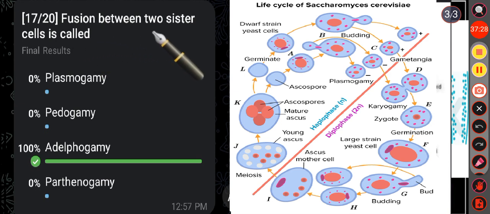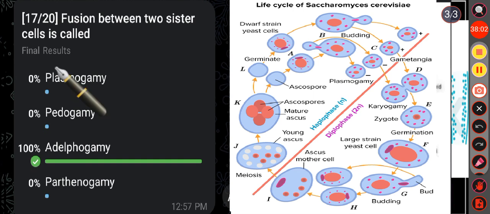Fusion between two sister cells is called option A plasmogamy, option B pedogamy, option C adelphogamy, option D parthenogamy. Here the correct answer is option C, that is adelphogamy. So adelphogamy refers to a type of sexual reproduction where a fungus reproduces sexually with genetically identical or very similar individuals, also called sister cells, that develop from the same parent, right?